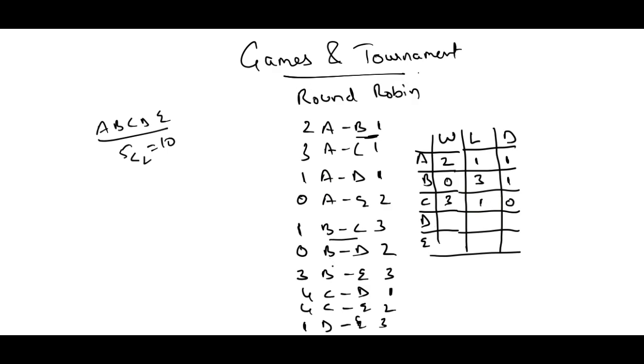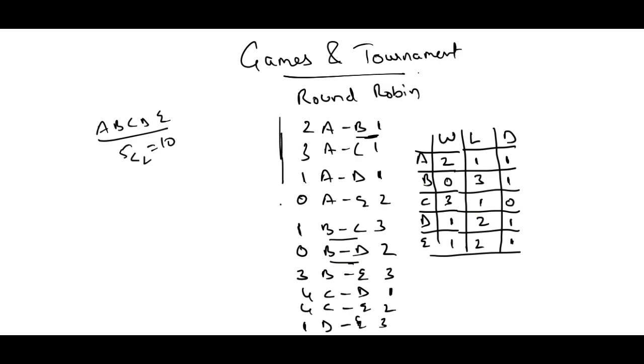Coming to D, D has a draw against A, D has won against B with 2-0, D has a loss against C and D has a loss against E. So it has two losses, it has one win which is against B, and it has one draw. Coming to E, E has a win against A, E has a draw against B, E has a loss against C and D. So it has two losses, one win and one draw.